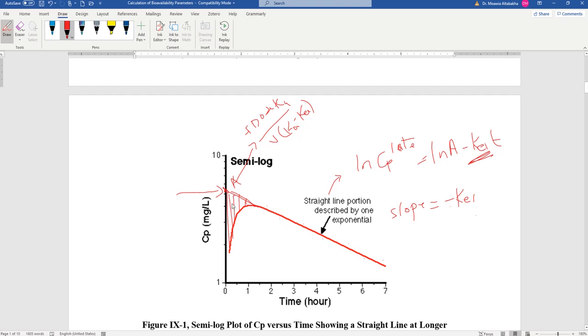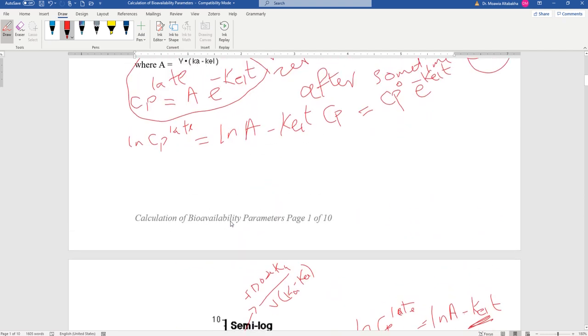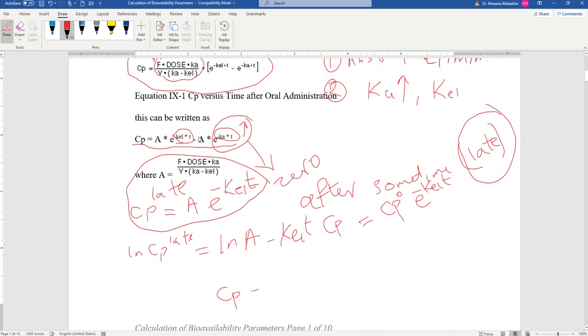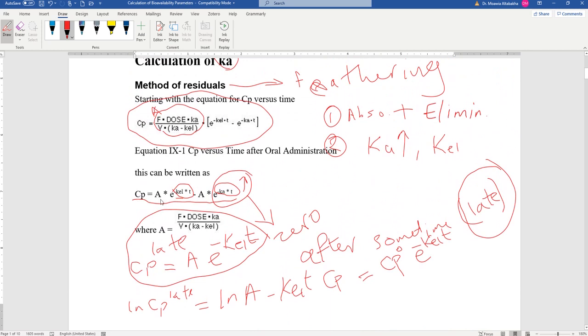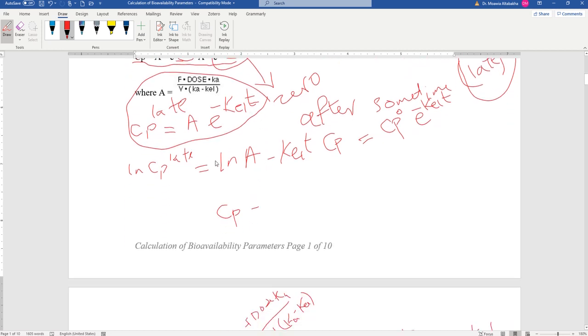إذا في اختلافات هون صح؟ طيب شوفوا، لو أنا أجي and I write the following: CP, اللي هو concentration at any time, is equal to إيش؟ هاي بدنا نرجع هون. A في E أس minus KL في T. شو هذا ال A في E أس minus KL في T؟ هو ال CP late حكينا هيو. CP late is A في E أس minus KL في T.